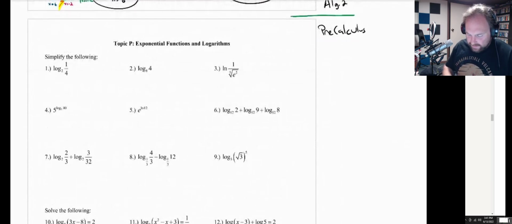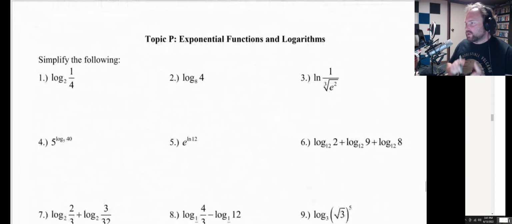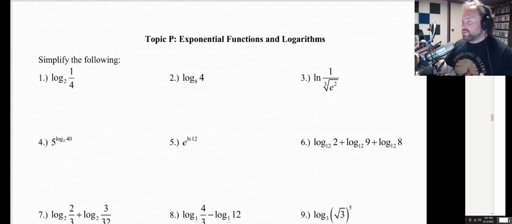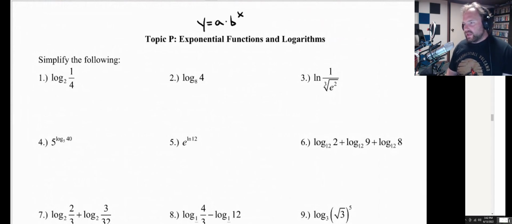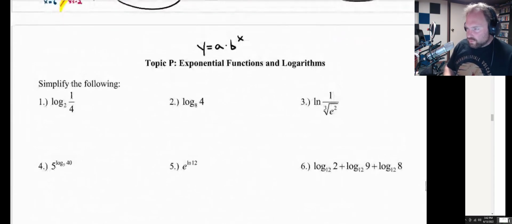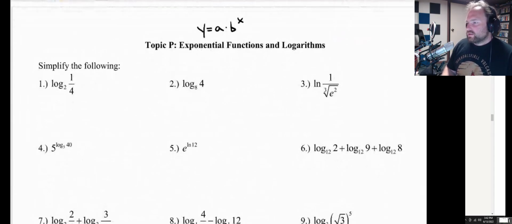So topic P is exponential functions and logarithms, two things that go hand in hand. You cannot have one without the other. If you're ever confused by logarithms, just remember that a logarithm is nothing more than the opposite of an exponential function. A good way to think about logarithms is to think about them as exponential functions, and I'll tell you exactly what's going on there. An exponential function is usually defined in the form a times b to the x power, where a is a constant, a starting value, and b is the multiplier. A logarithm is pretty much the same thing, but backwards.